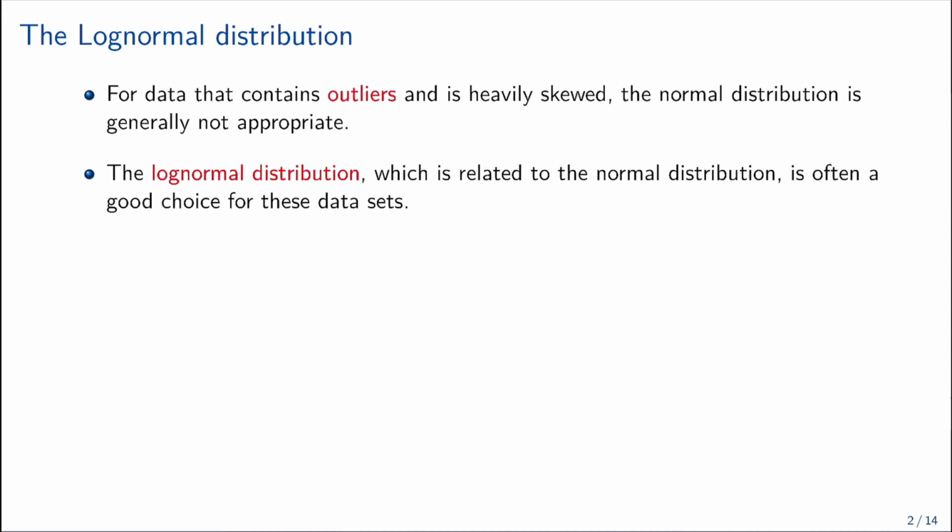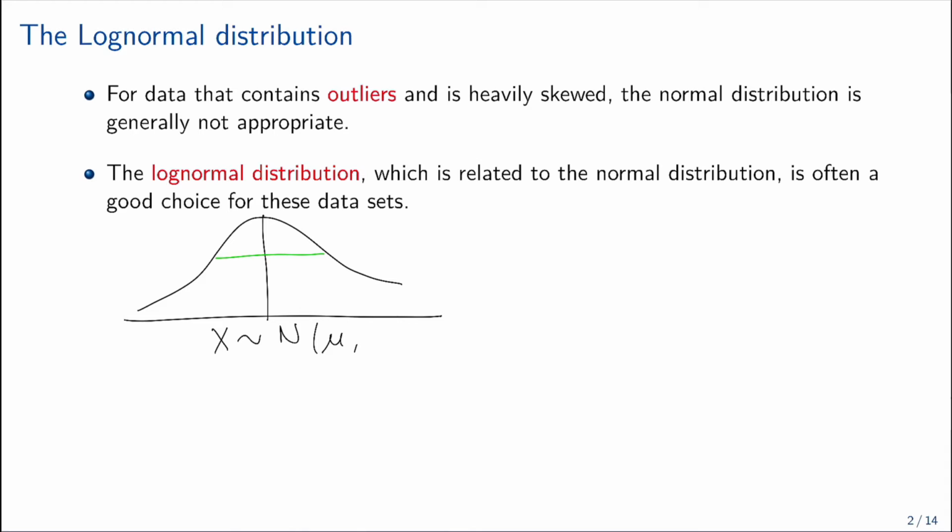In these cases the normal distribution is not really appropriate because the normal distribution is symmetric. However, the log-normal distribution is related to the normal distribution, and in fact we use the normal distribution to compute the probabilities. So for example, if we have a normal distribution with some mean and some standard deviation, X is normally distributed with mean mu and variance sigma square.